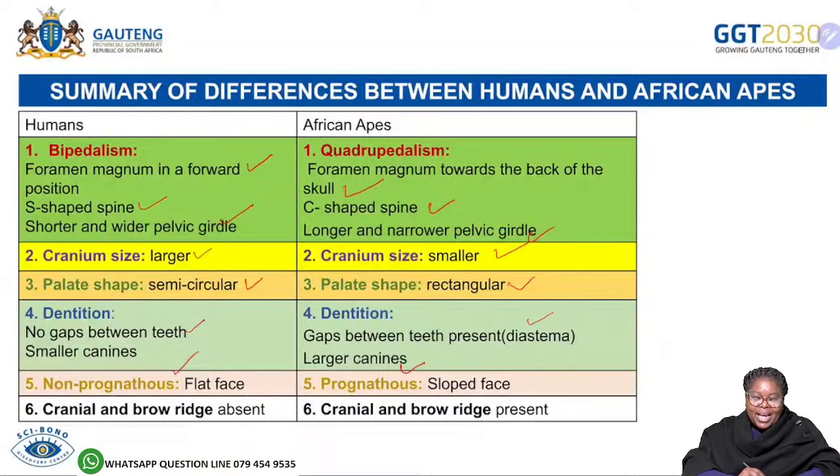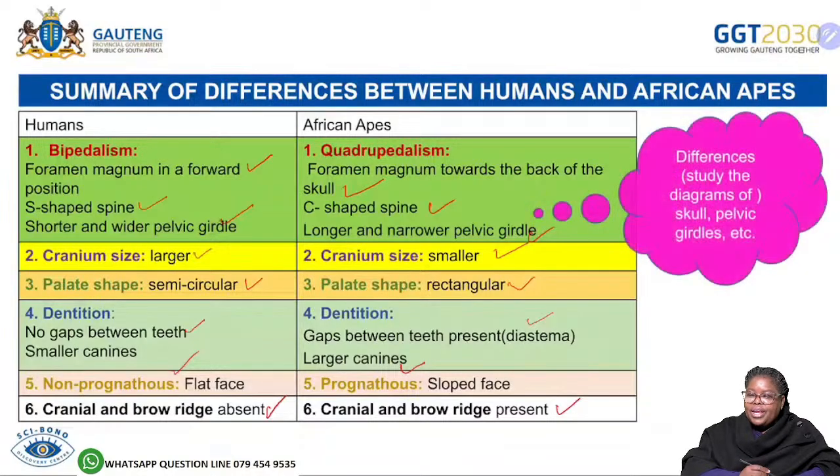What about the cranial ridge and brow ridge? They are absent in humans, and then cranial and brow ridges are present in African apes. Yes, we do have differences. Yes, we do have similarities between humans and African apes or other primates.